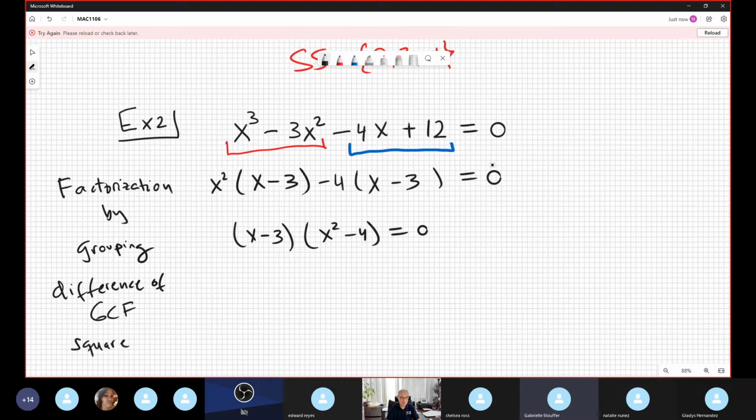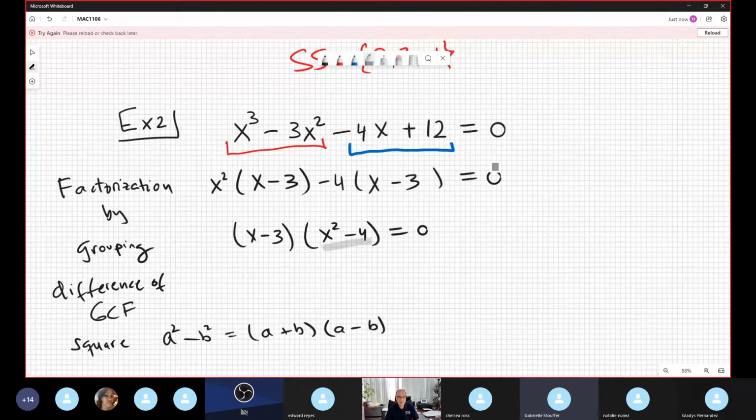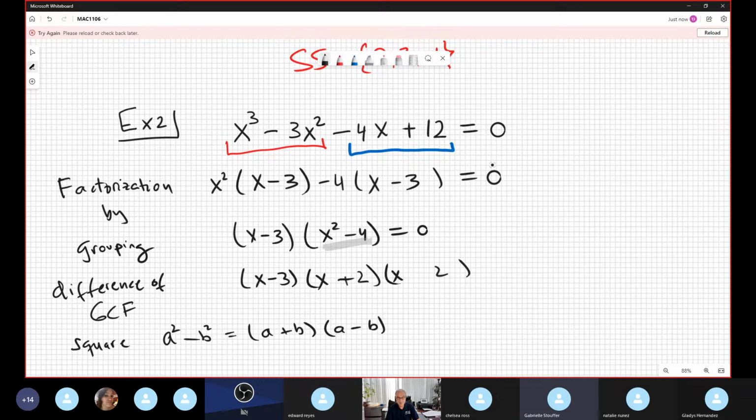Let me recall the formula. a squared minus b squared is equal to the factorization (a plus b)(a minus b). It's a famous formula that you know very well, right? So I'm detecting that this is a difference of squares. This factorization is not completed, we need to continue. x minus 3, and you break it down into two parentheses. This is x, the square root of x squared, and the square root of 4 is 2, and plus and minus. Now the factorization on the left-hand side is already completed.